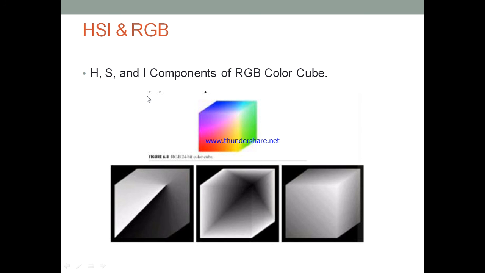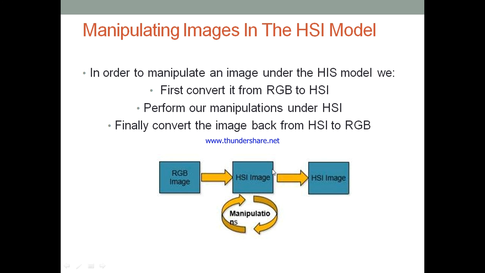These are the H, S and I components of the RGB color cube. We have considered a color. Now, manipulating images in the HSI model: suppose the image is obtained in an RGB model. Then we apply the formula we saw in the previous slide to convert from RGB to HSI, then perform the particular manipulation, and finally the image is converted from HSI back to RGB.